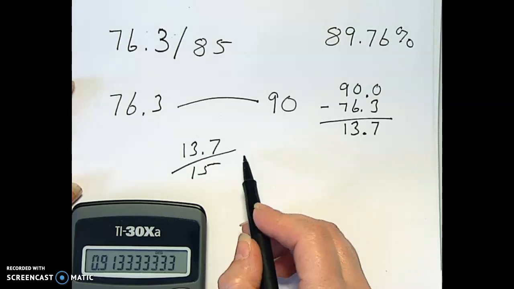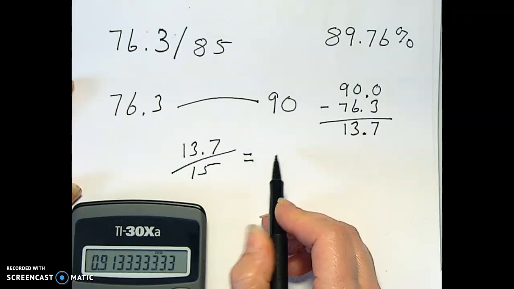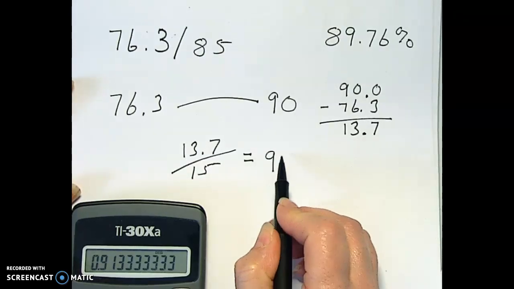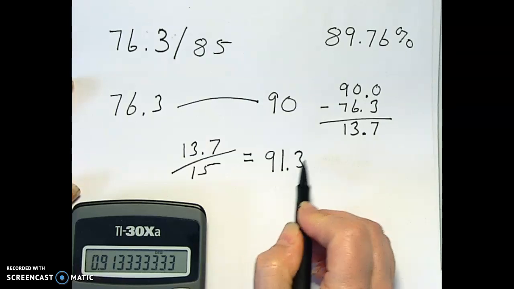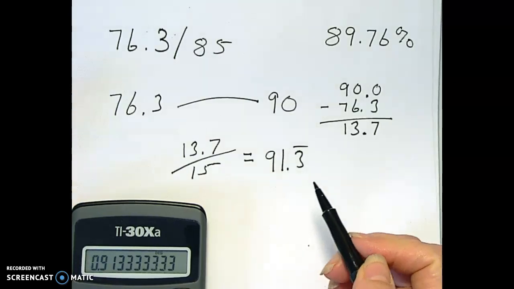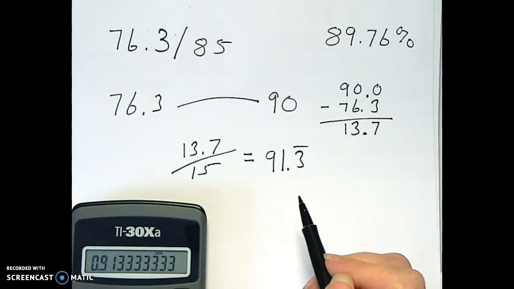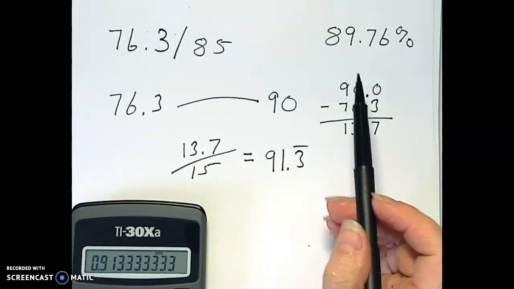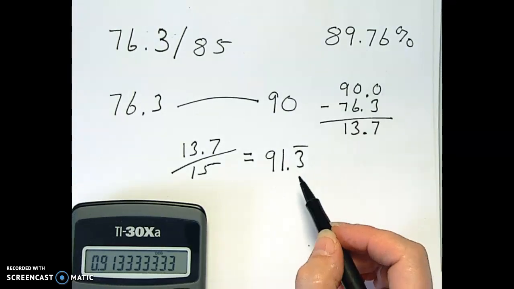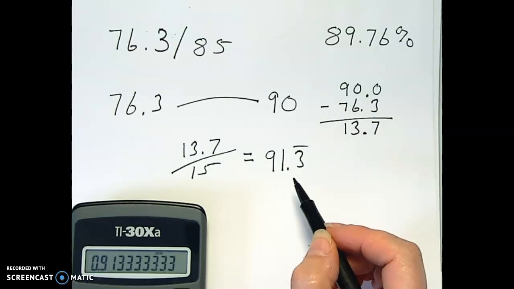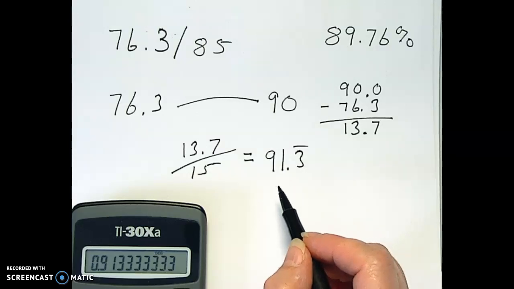And I just went ahead and divided them. And it says that you need a 91.3 repeating on your final exam to get your A. You're almost there. If you just get a little bit over a 90, a 91.3 repeating, or a 92 or whatever, then you can get your A.